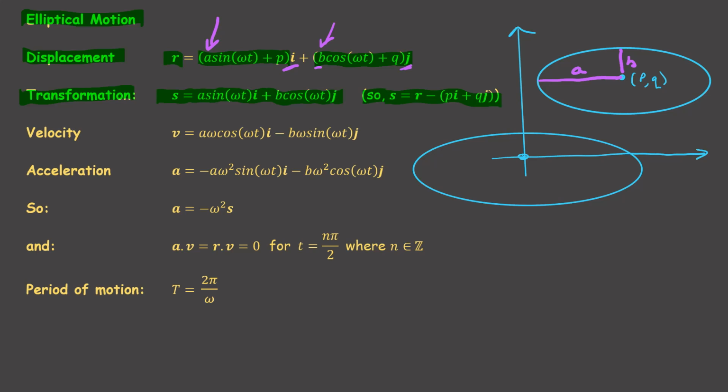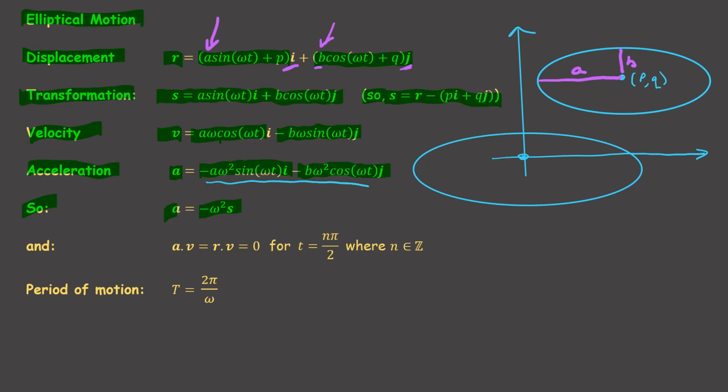Then the velocity, v is equal to a omega cos omega t i, don't forget the chain rule, take away b omega sine omega t j, and the acceleration, differentiate again, a is equal to negative a omega squared sine omega t i, take away b omega squared cos omega t j. So we get that a is equal to negative omega squared s. It's just like the last one.